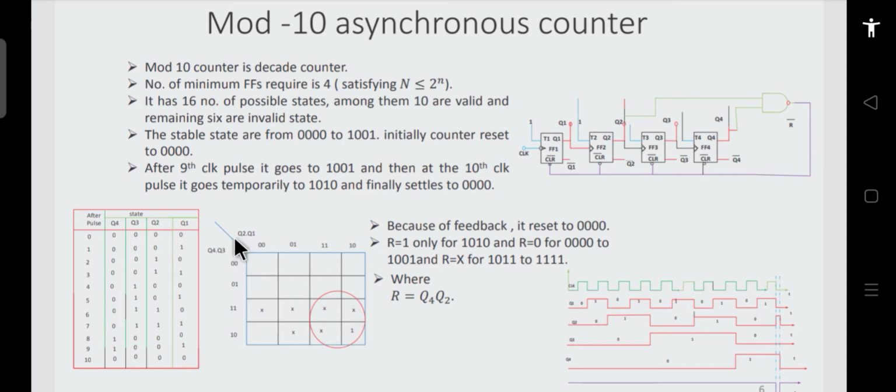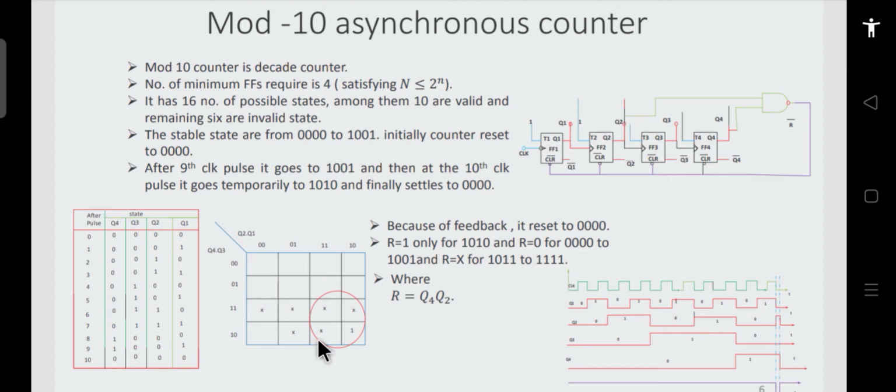So we make a K-map for our reset terminal. If you write this K-map for the reset terminal, then our K-map entries become 1 for the invalid states: 3, and this 1 2 3 4 and the remaining states. Okay, so 5 and 6 are the invalid states.